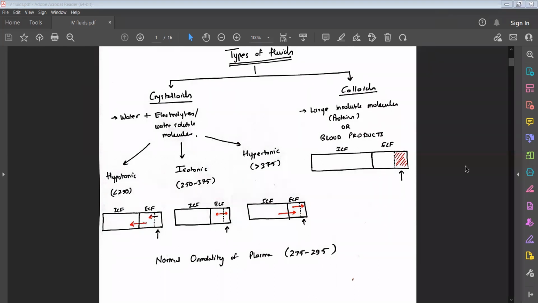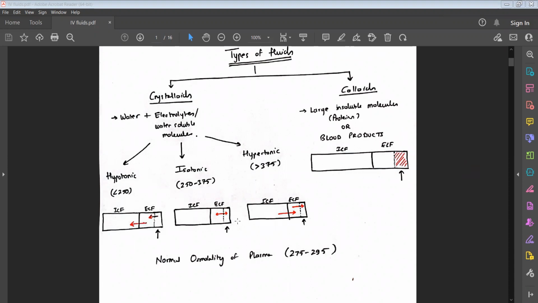Now, the normal osmolality of the plasma is between 275 and 295. So that means anything that is hypotonic, if you're going to put through the IV line, it's going to start moving from the intravascular to the interstitial, and from the interstitial to the intracellular compartment. So hypotonic fluids have the tendency to move towards the left into the intracellular compartment.